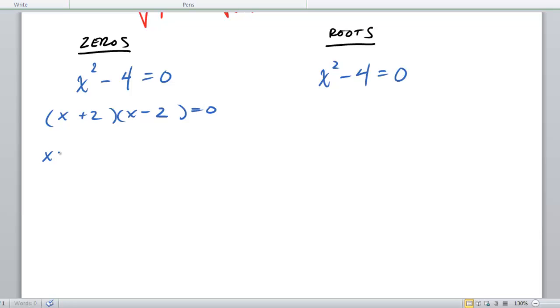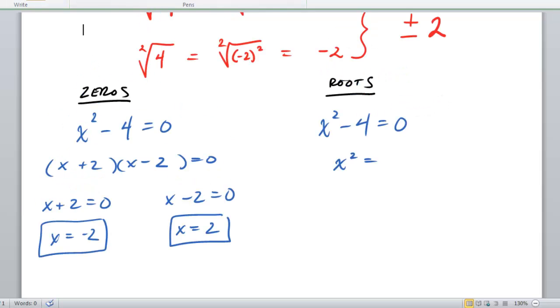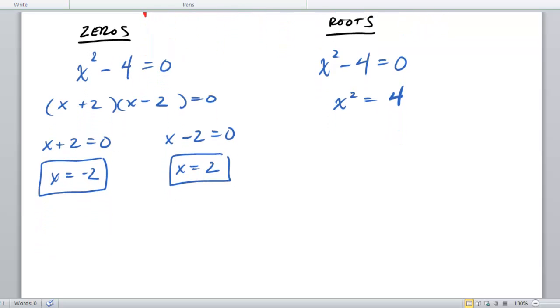Since that's the case, I can find what those x values are to equal 0, and we find the 2 values that show us what x is when the function is equal to 0. That's the zeros method, where we find the actual solutions using the zero product property. We can use roots, however, by moving the 4 to the right side, and this gets the x squared, or the squared term, isolated.